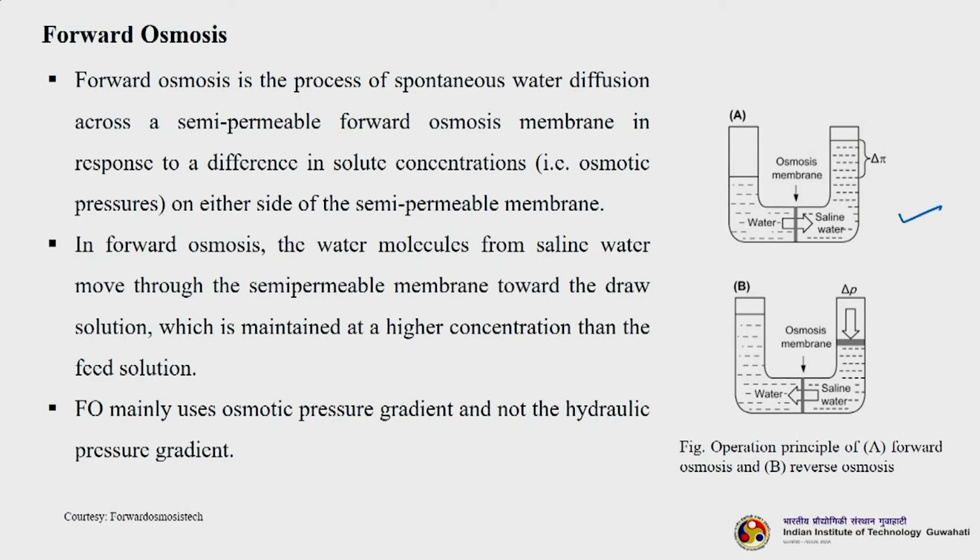In forward osmosis, the water molecules from saline water move through the semi-permeable membrane toward the draw solution, which is maintained at a higher concentration than the feed solution. So, FO mainly uses the osmotic pressure gradient and not the hydraulic pressure gradient. So, this is your usual arrangement, where you have to apply a delta P to overcome the delta pi.